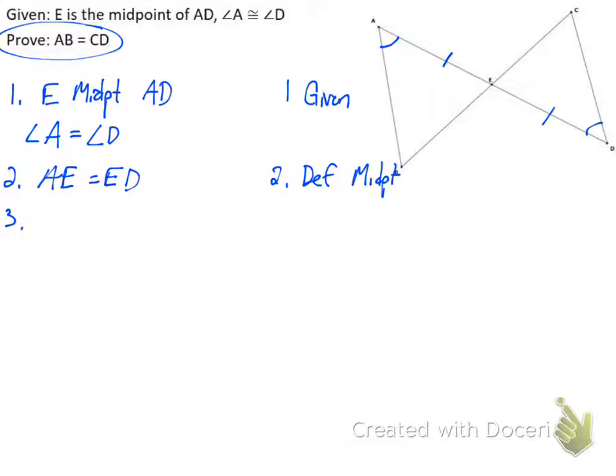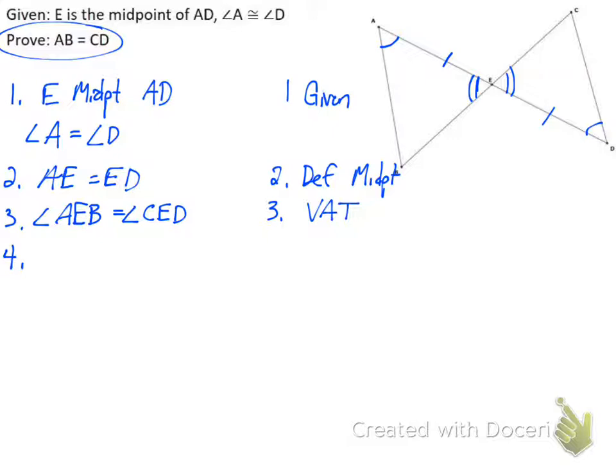Now I want to look at my picture. It's a bow tie, so I know I'm going to have vertical angles in the middle. There we go. So if I wanted to name those angles, I go angle AEB is equal to angle CED by vertical angle theorem. And so again, it's important for me to figure out whether this is a reflection or a rotation first.